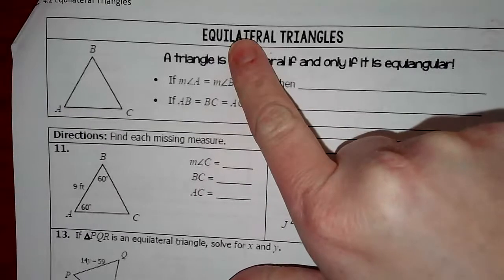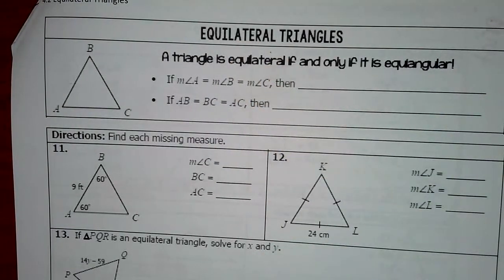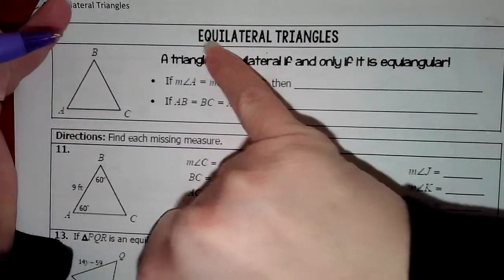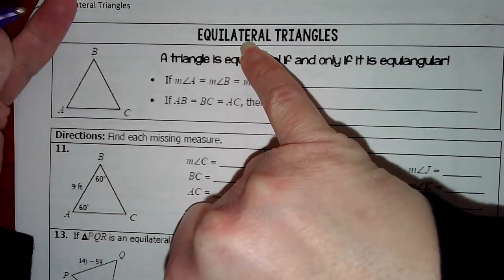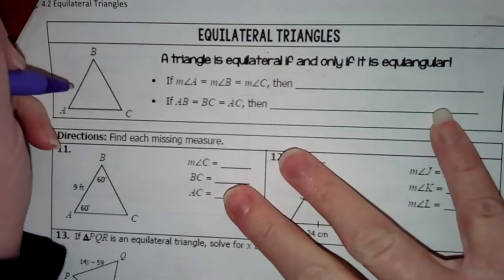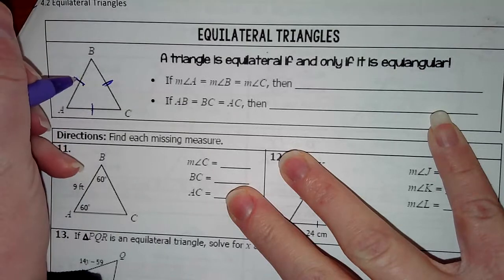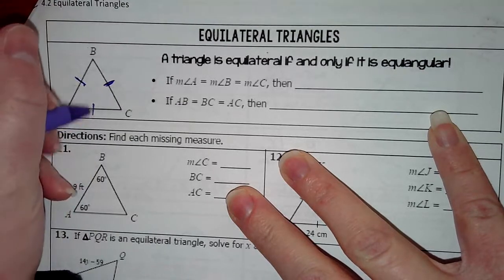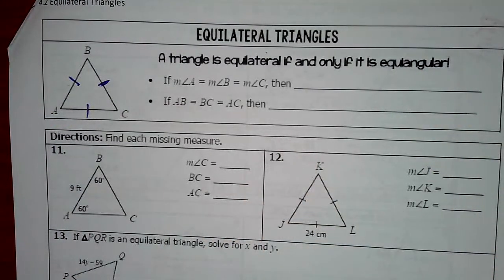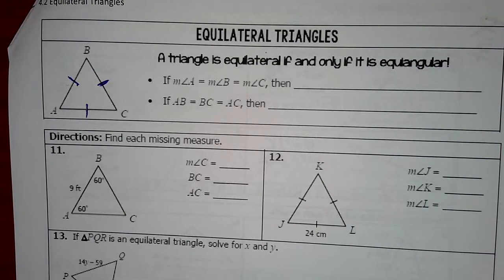Today we're going to talk about equilateral triangles. Equilateral triangles, I think, are the easiest ones. So equilateral. Equa means equal, lateral means sides. So an equilateral triangle has all equal sides. So if this side has a length of 5, this side has a length of 5, this side has a length of 5. So all of the sides are congruent to each other or equal.